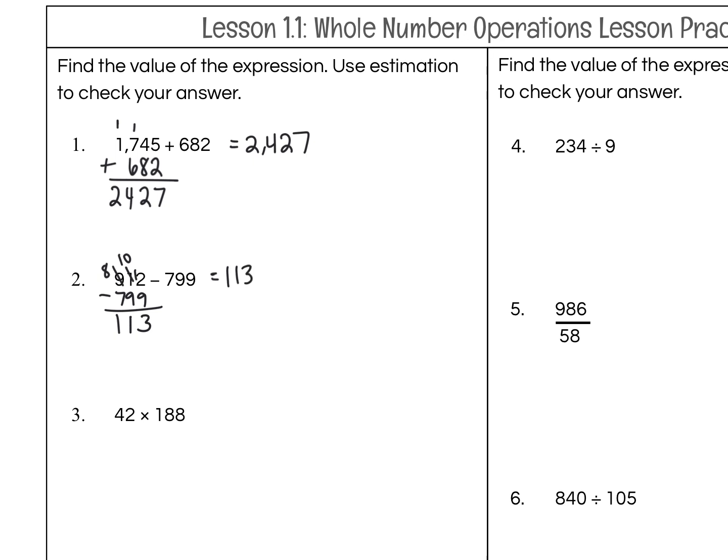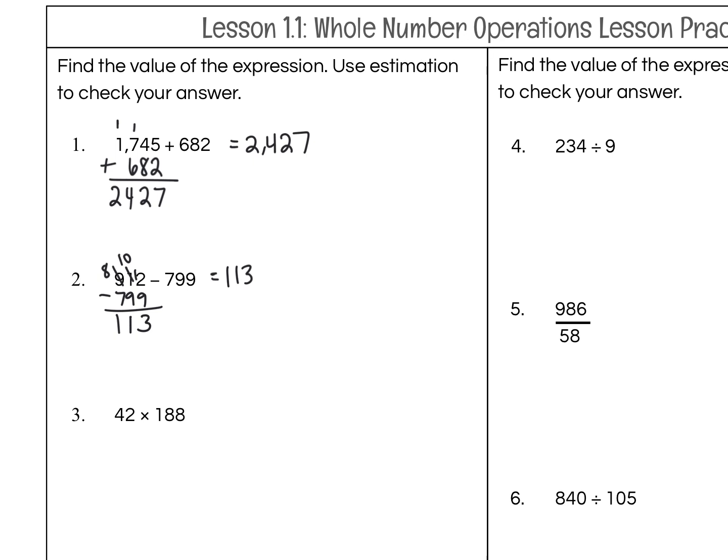113. Great job. Now if I estimated and I rounded 912 down to 900 minus about 800 is about 100, is my answer reasonable? It is. Yes. Okay, last one. I have 188 times 42.